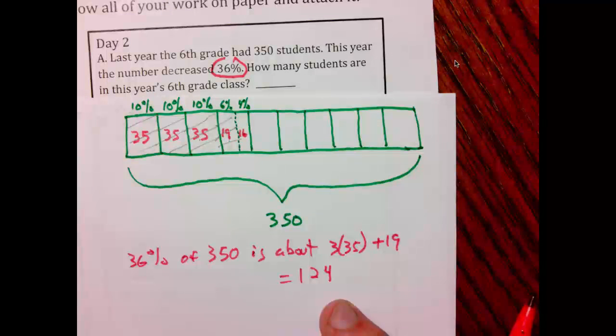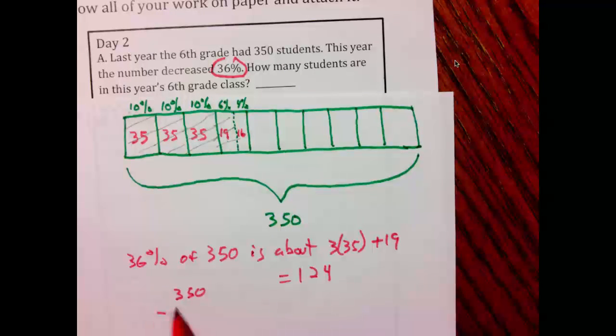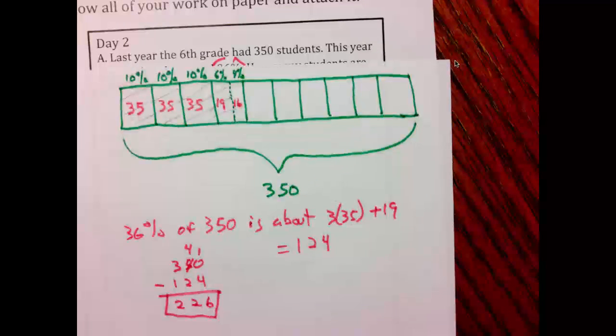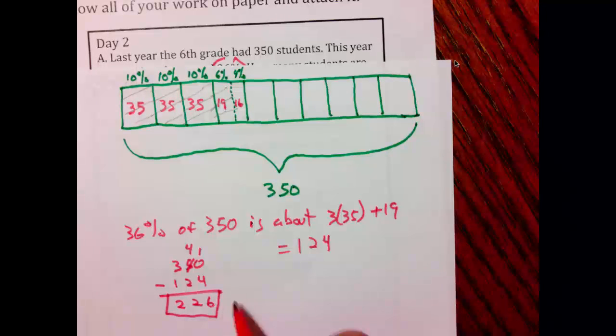We want to know how many are this year. We need to do a subtraction: 350 minus 124. Borrow. 10 minus 4 is 6. 4 minus 2 is 2. We have approximately 226. All right, this is an approximate answer.